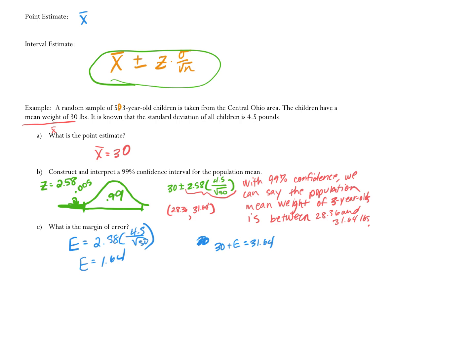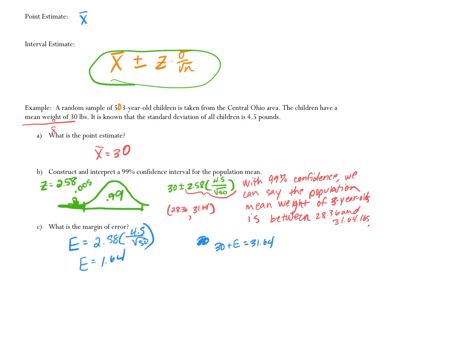Okay, we know the population standard deviation is 4.5. Our sample mean was something. 30, thank you. Our sample size was 50. And our confidence level is 0.99. Same interval. Cool?